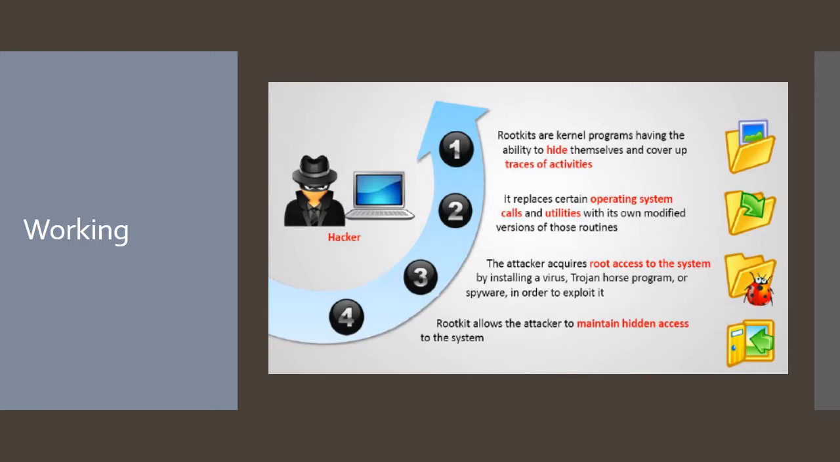So now we know what a rootkit is. I'll be explaining its working now. The rootkit hides itself and covers up the traces of its activities. It does it by replacing the operating system calls and utilities with its own modified versions. For installing a rootkit, the attacker requires administrator access. He gets it by using programs like viruses or Trojan horse programs, and after that he'll install the rootkit, which will help him to maintain hidden access and more.